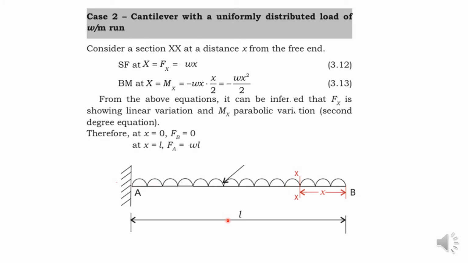So for that, bring this section line up to the point A and give the value of H as L. So what is the value of shear force at A, which is W into L, which is also positive in nature. So you will get a triangle with the value of shear force at B as 0 and the value of shear force at A as W into L.